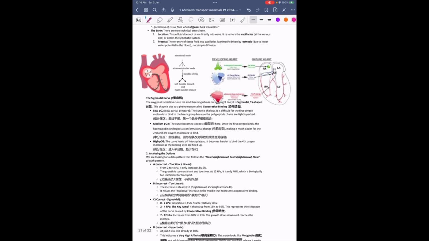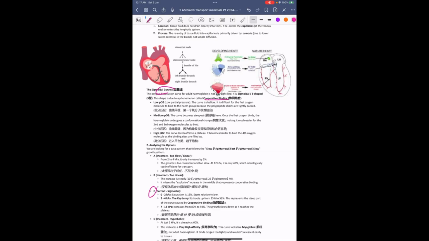So that's why the oxygen dissociation curve, right, they always appear in the sigmoidal curve. So it's just a sigmoid shape due to the cooperative binding. So the answer is C, is because that the saturation initially is 15, but from 2 to 4 kPa, right, they will just shoot up from 15 to 56%. So this will represent the steep part of the curve shown by the cooperative binding.